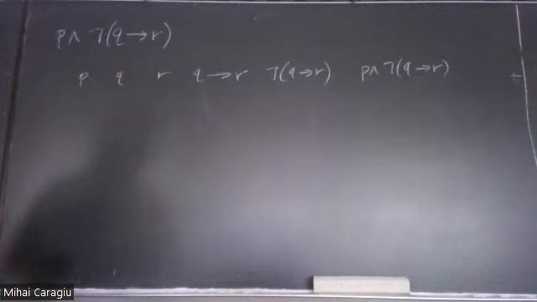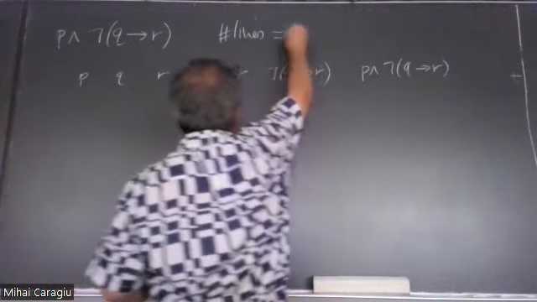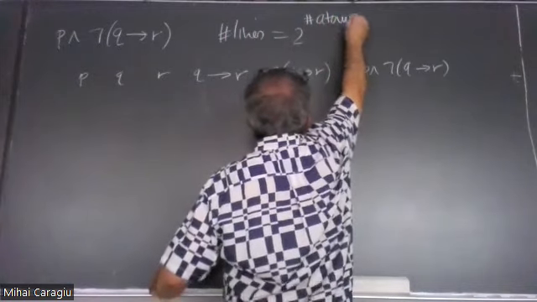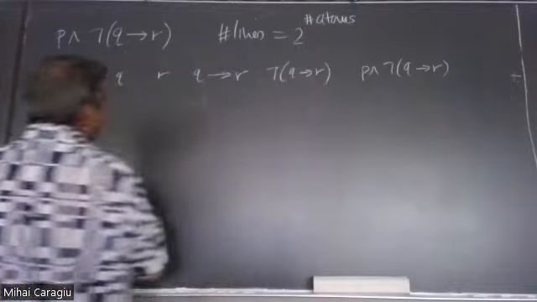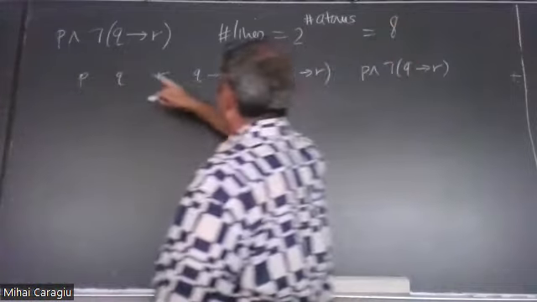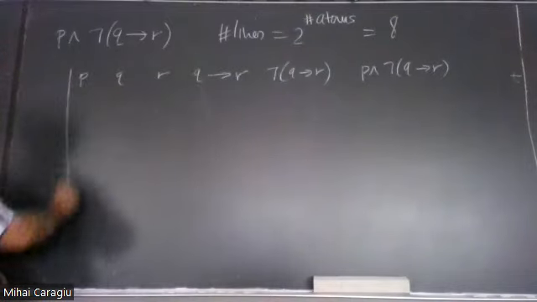Again, another important thing, the number of lines in the truth table is 2 to the power the number of atoms. So we put here number of lines equals 2 to the power the number of atoms. So in this case, it's 8. Right? Because we have 3 atoms, P, Q, R. So we have 8 lines in the truth table.